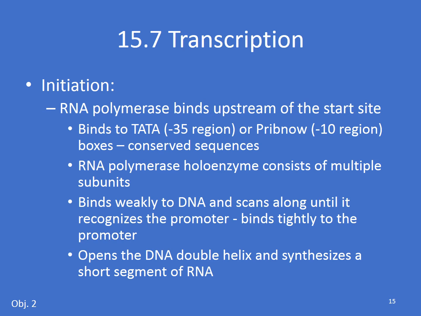So initiation. RNA polymerase needs to bind upstream of the start site. It'll bind to a promoter sequence, such as the TATA box, or a Pribnow box, or some other conserved sequence, a sequence that's the same across all of those E. coli. Once RNA polymerase binds, it'll bind weakly until it finds the correct promoter, and then once it finds a promoter, it'll bind tightly and prepare to transcribe. This polymerase consists of multiple subunits, and these work together, and they open up the DNA double helix once they recognize that promoter, and they'll synthesize that short segment of RNA, that mRNA sequence.